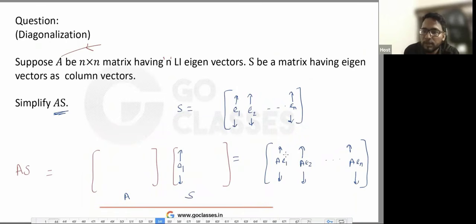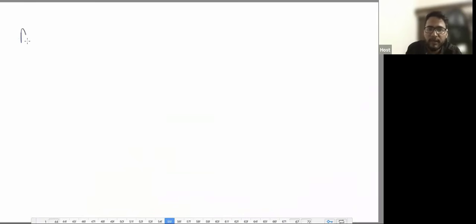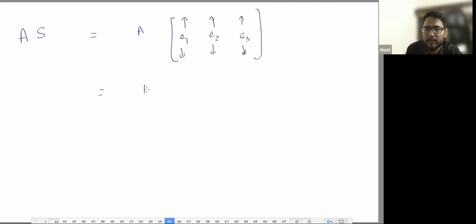There is no problem. So what is A into E1? Can anyone tell me? If E1 is an eigenvector, can I say that A into E1 is lambda 1 E1? I can say, right? So basically, A is one matrix that was given to me. S is another matrix, such that S has eigenvectors as column vectors. That is given to me. Then they are saying to simplify this AS. Let me simplify this AS.